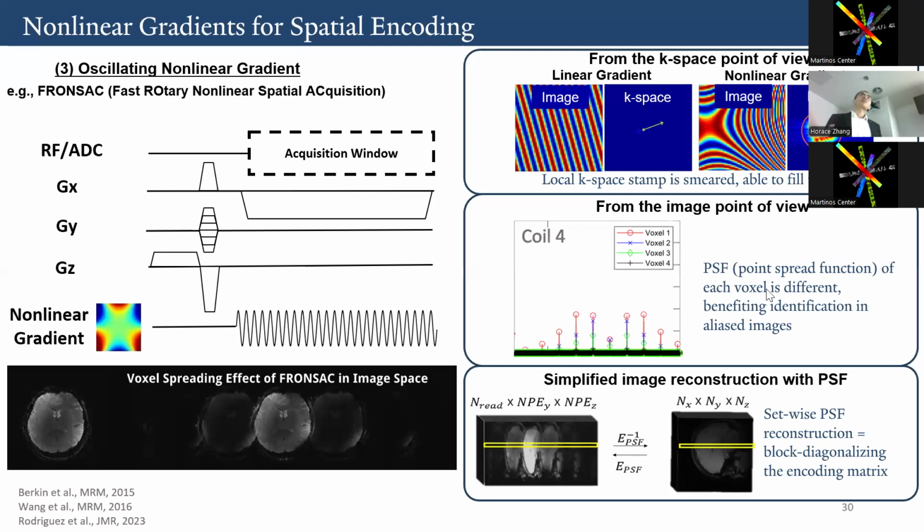It also brings additional merit to image reconstruction. Before, we needed to use an entire bulky encoding matrix and iteratively solve the Ax equals y problem. But here, we can drastically simplify the reconstruction with the PSF concept, which is also used in Wave-CAIPI reconstruction. So the slice-wise PSF reconstruction is equivalent to block diagonalizing the encoding matrix. That's why the computational burden is pretty much simplified.